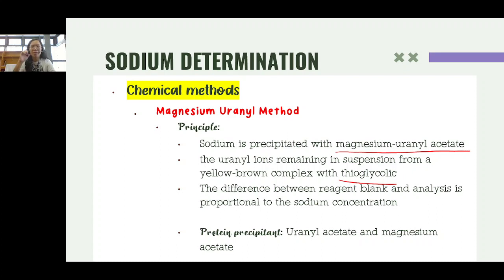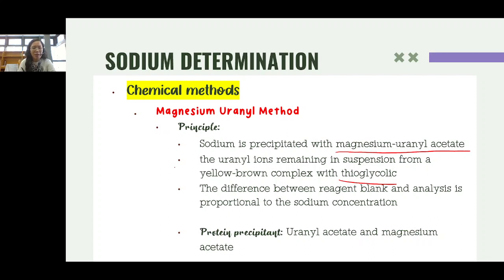So remember that there are a lot of types of blank, right? As I have mentioned during our discussion regarding your semi-automated machine, there is water blank, air blank, reagent blank, and then sample blank. So, it depends on what is being required by the method we are talking about. So, here in your magnesium uranyl, what is being used is your reagent blank.